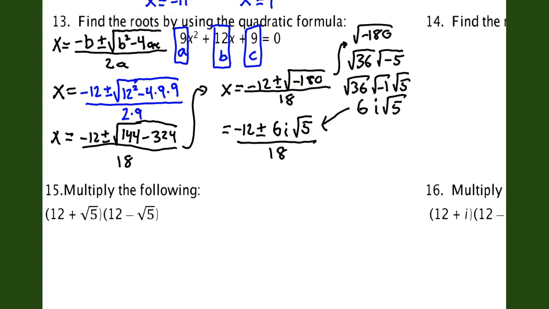All right, we can also simplify a little bit more. If you notice that these real numbers all are divisible by 6, we can divide everything by 6. So I'm going to do one more step, divide everything by 6. So I'll end up with negative 2, right, plus or minus 6 divided by 6 is 1, so I'll just put i root 5. I don't need to put 1 i root 5, but just i root 5 is fine. And then 18 divided by 6 is 3. And that would be the fully simplified answer. So this is one that's a little more intensive here, but with enough practice, enough trials through here, you will get the hang of it.